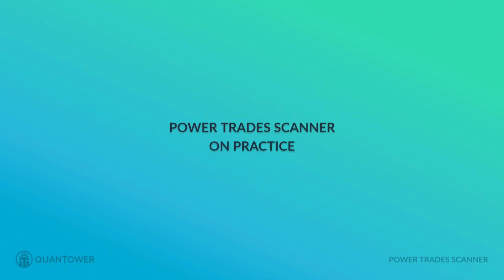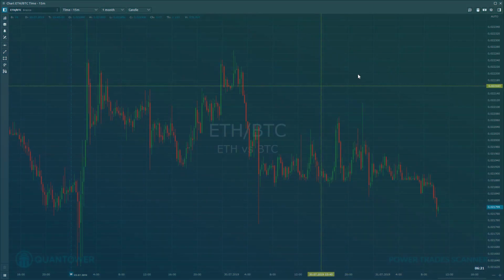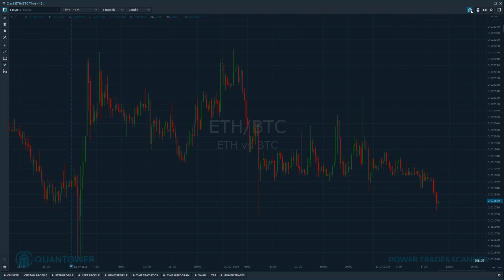Let's go to a practical part and look at how the Power Trade Scanner works in real time. Now, to enable it, you need to click on the volume analysis toolbar. You activate it, and then click the Power Trades button. Now the system will automatically try to load the predefined parameters for the selected symbol.